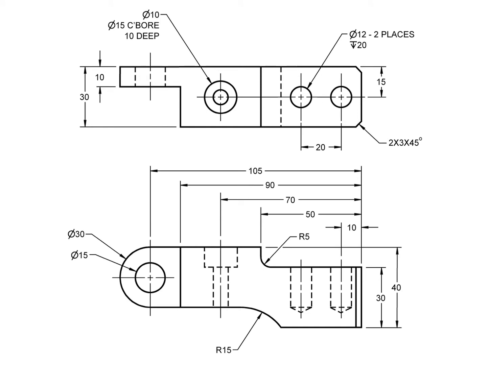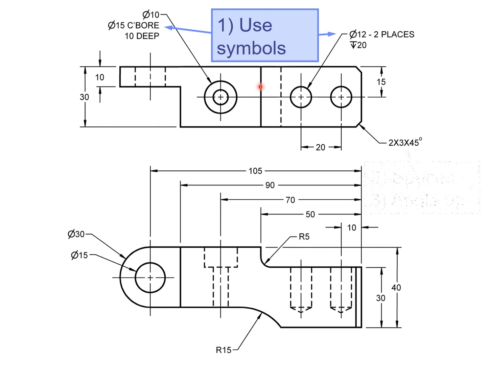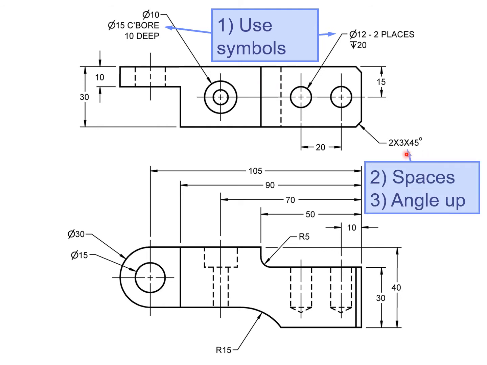Okay, so let's look at the first mistake. And yes, we need to replace words with symbols. Again, counterbore, depth, places. We're gonna represent it with symbols and shorten it, and it'll take up less room. Okay, we forgot the spaces between the 3 and the X and the 45, telling us 3 by 45, which is a chamfer. And it's better if we angle up the leader, place it up here, pointing downward.